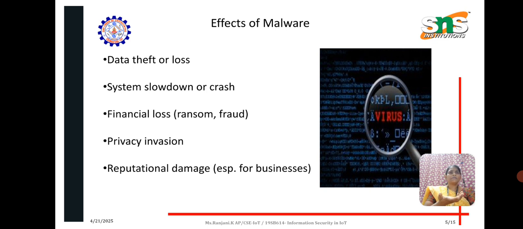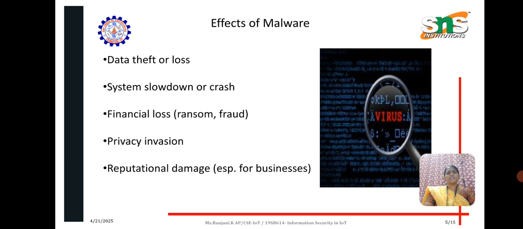Next is system slowdown or crash. System slowdown is something where your files are deleted and your system is getting corrupted or locked. Next is financial loss. Financial loss is both for individuals and also for business. It is based on ransom and fraud. And next is privacy invasion, and next is reputational damage, especially for business people. So this is especially for companies.